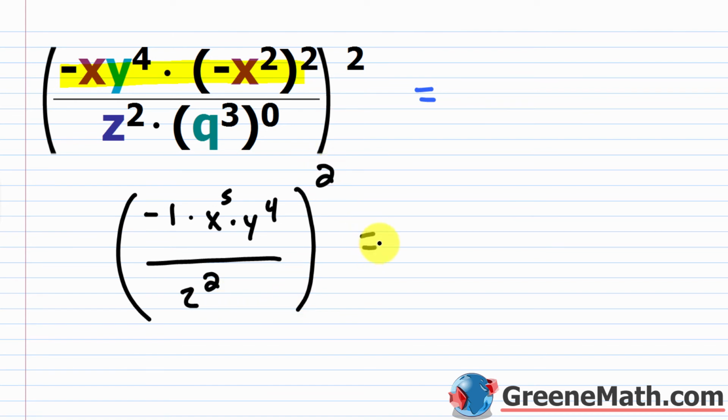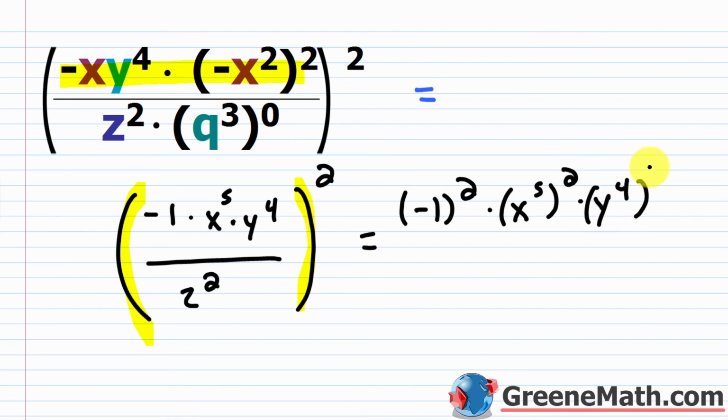From here, all I really need to do is raise everything to the 2nd power. So I'm going to have -1, both the negative and the 1, because remember, you have parentheses right here, so the -1 is being squared. So -1 squared, and then times x to the 5th power being squared, and then times y to the 4th power being squared, and then this is over z squared being squared. So basically just a lot of power to power rule here.